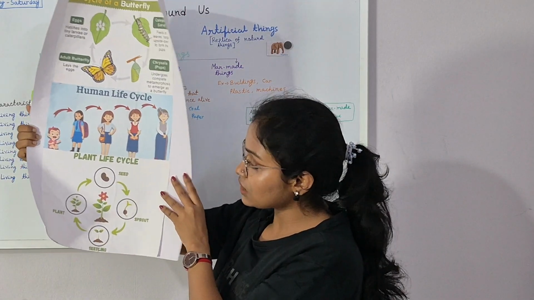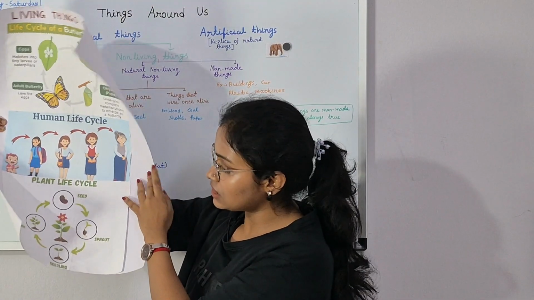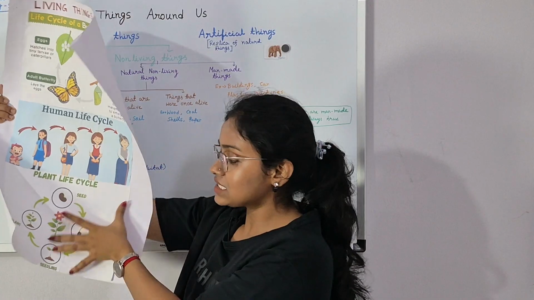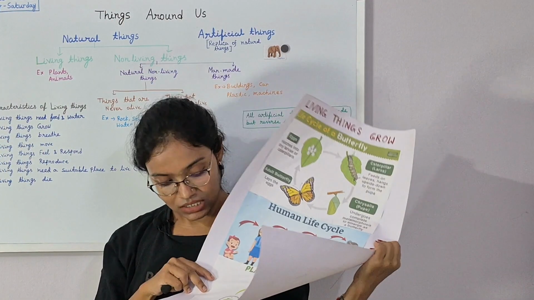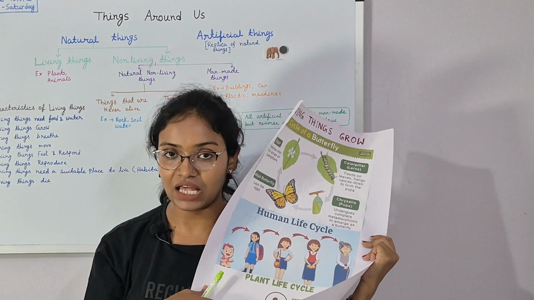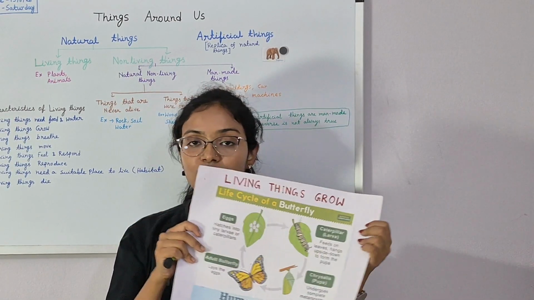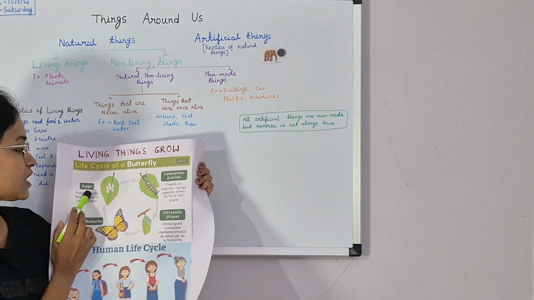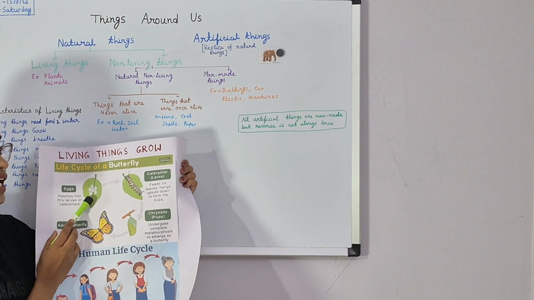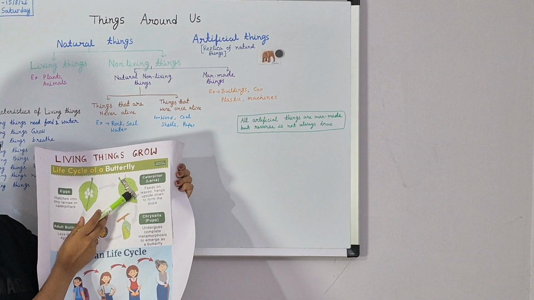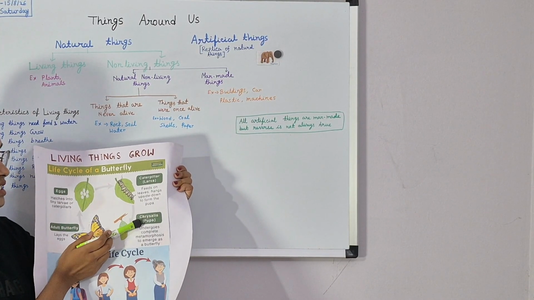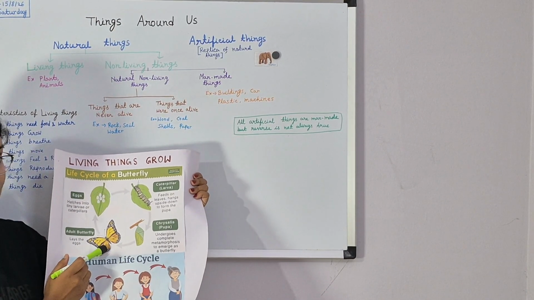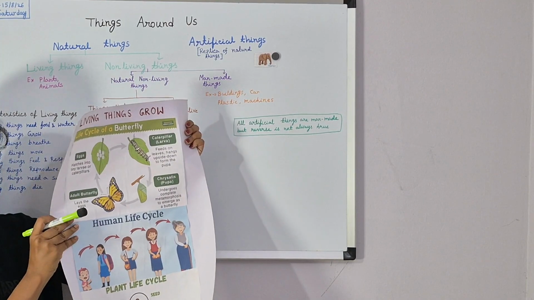If we discuss the life cycle of a plant, you can see first one is seed. From the seed comes the sprout, then seedling, then the plant, then the big plant comes out. Like that. Here, one more picture. This is the life cycle of a butterfly. First, you can see the egg. From the egg, the caterpillar or larva comes out. From that caterpillar, the chrysalis or pupa. From that pupa, the new butterfly comes out. So these are the life cycles of different animals.